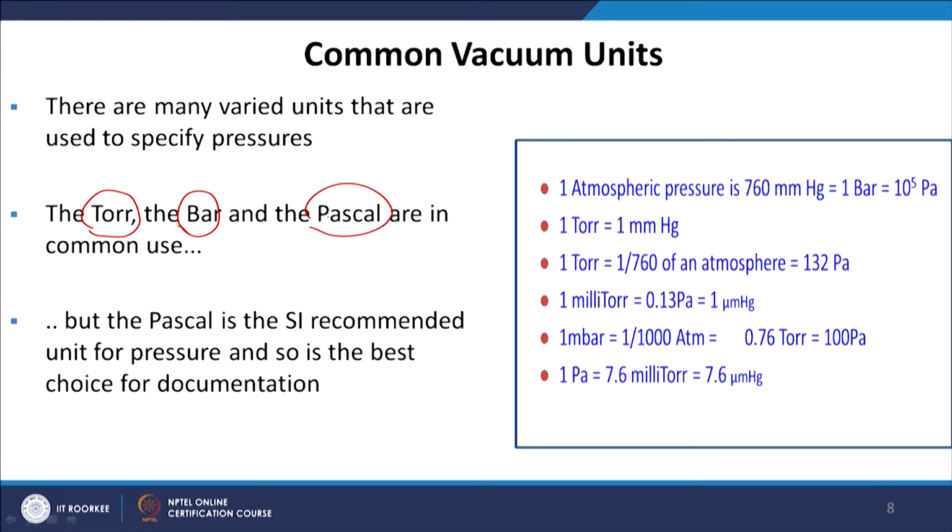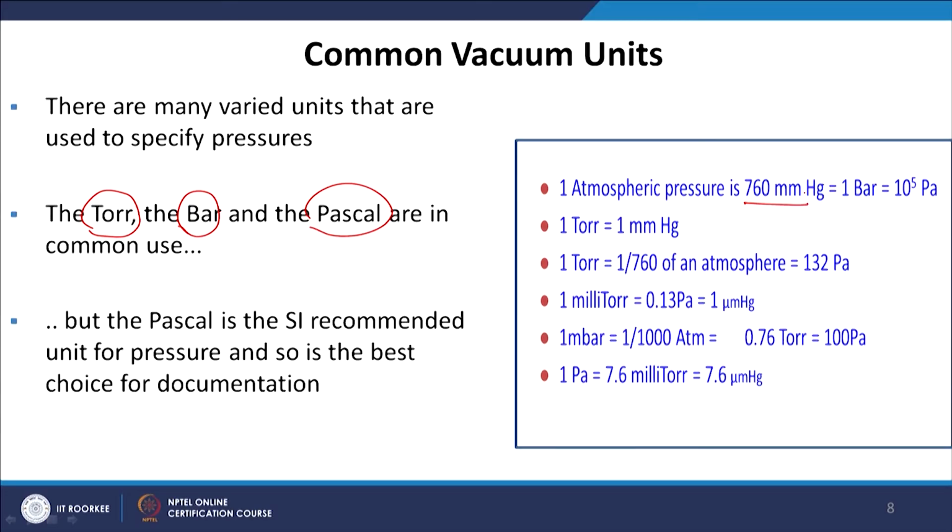Now, we will learn about the relation between them. Pascal is the SI recommended unit for pressure, so it is the best choice for documentation. As we know, we have the CGS system and the SI system in addition to the FPS system. In the SI system, Pascal is the pressure unit, so very often we use Pascal as the unit for pressure, and it is the best method for the documentation of any kind of pressure.